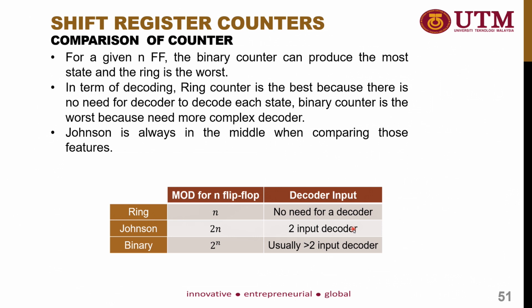So next is the binary counter. Binary counter has a total of 2 to the power of n modes for n flip-flops. For example, if we have 2 flip-flops inside the counter, it is a mode 4 counter, since 2 to the power of 2 is equal to 4. The decoder input is enormous because we usually need a decoder with more than 2 inputs, so it is quite complicated for us to design the binary counter for decoding functions.